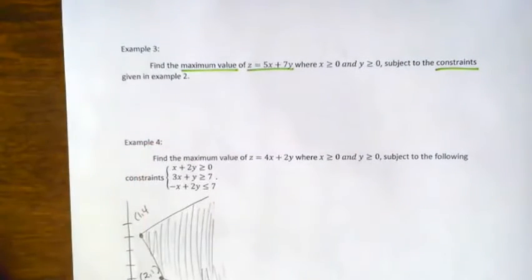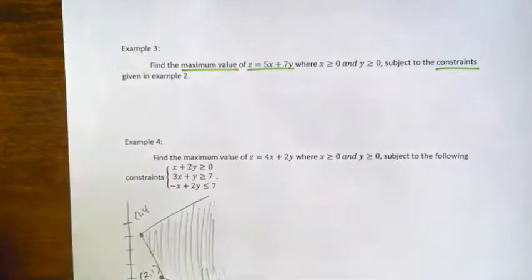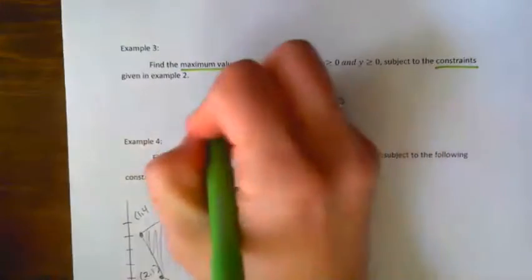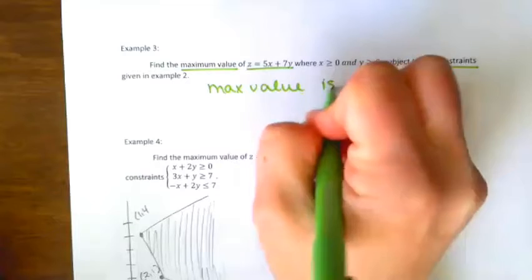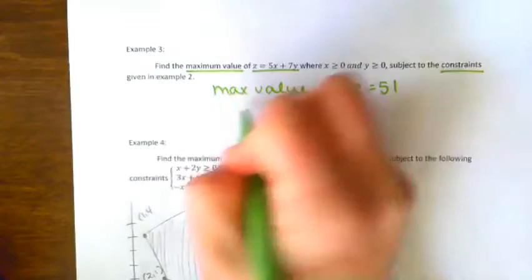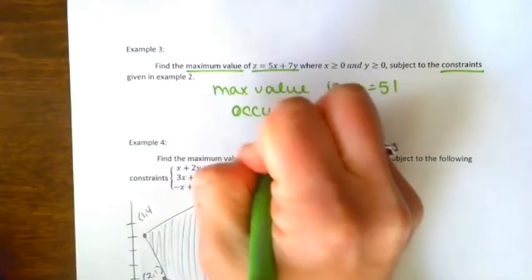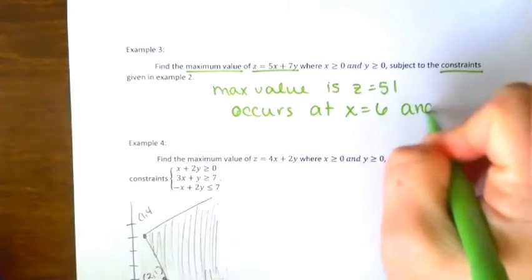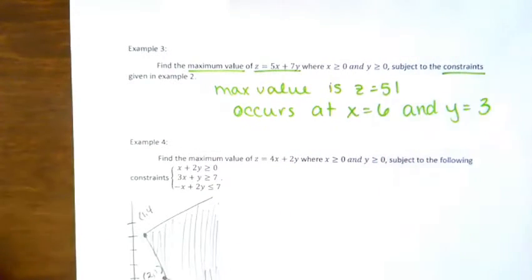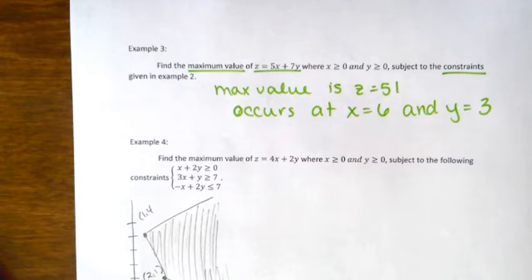Yeah. So could you now, without even doing anything, tell me my maximum value? 51. Yeah, my maximum value is z equals 51, and that occurs at x equals 6 and y equals 3. And there you go. Any questions on that?